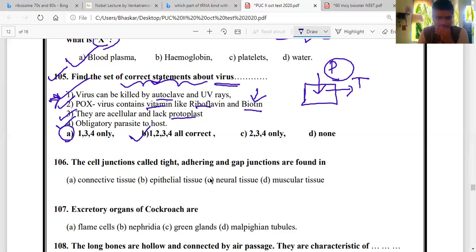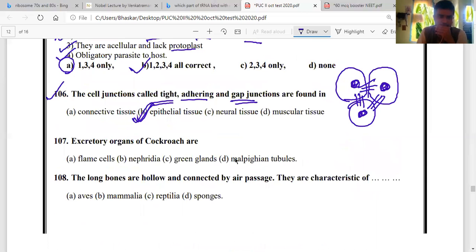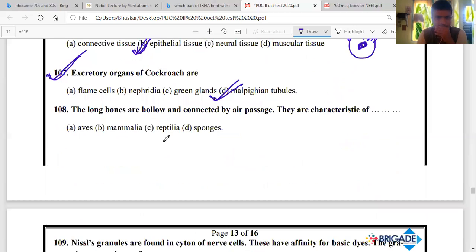So next, the cell junctions called tight, adhering, and gap junction. Definitely when a cell tries to crosstalk with other cells, and a number of cells are there, they definitely have a number of junctions like adhering junction, adhere means to attach, gap junction is there, so through that many components can move, and tight junction. So all these types of junctions are found in the epithelial cell, otherwise they cannot form the epithelial tissue. Next, excretory organ in the cockroach. Very simple question, you have just read about that one, that is the Malpighian tubules. So without any further delay, we can move to the next question.